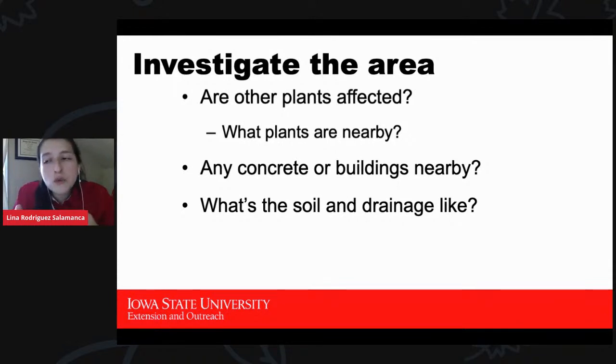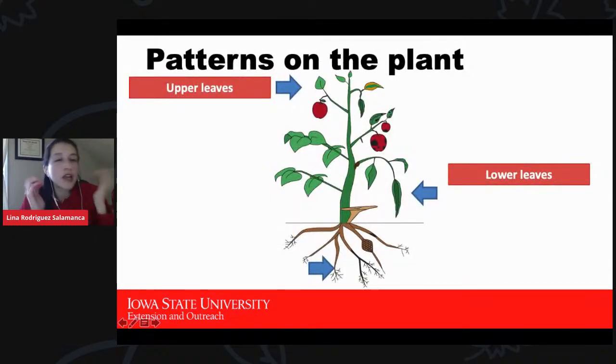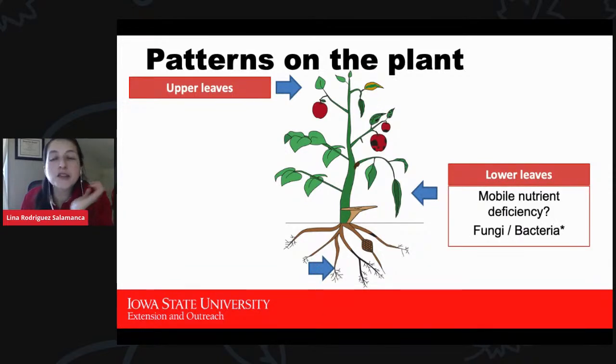Mainly because drainage will contribute to abiotic problems, but also because some pathogens absolutely take advantage of poorly drained soils and can cause root rots. And again, what patterns are you seeing? This is all about looking for patterns. So let's talk about whether the symptoms or signs are on the upper leaves or on the lower leaves. On the lower leaves, you may be thinking, okay, there are some nutrients that can move from the bottom leaves, they're translocated, to help the younger leaves grow.